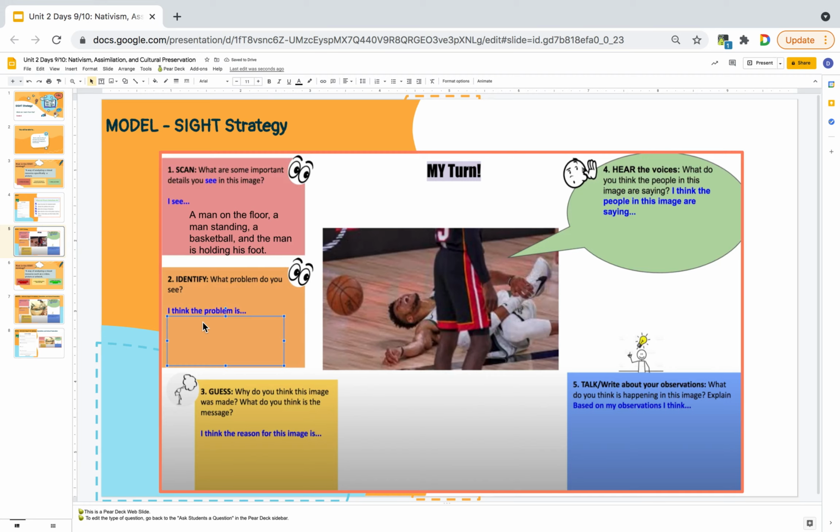Next, we want to identify what the problem or situation is in the picture. What do we see is happening in the picture? I think the problem is the basketball player fell and hurt his leg.